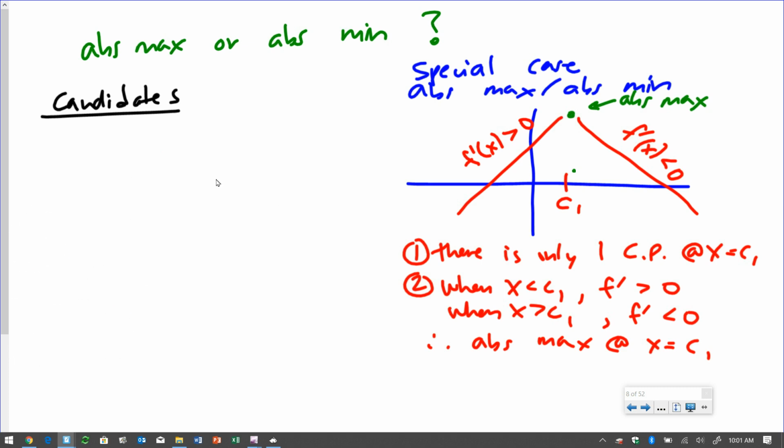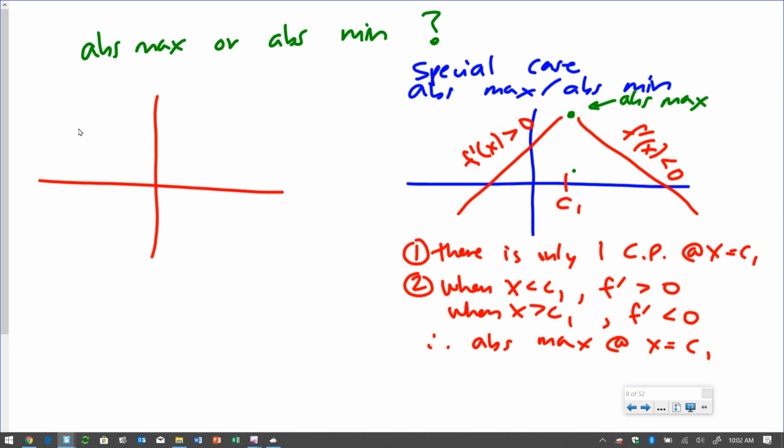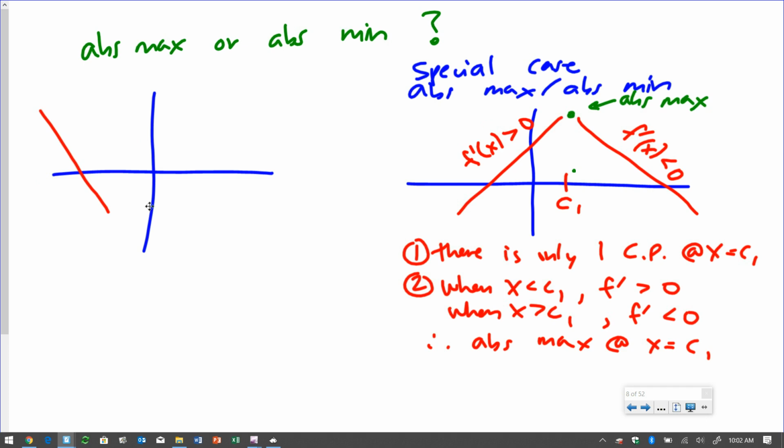All right? On the flip side of this, how could I show an absolute min? So this is in a special case, okay? So in a special case, the opposite, right? If I just have one critical point here, I'll call this point C2, and the derivative to the left of this point is negative, less than 0. And the derivative to the right of this point is positive, or greater than 0. And of course, you could say positive or negative if you like that better. F prime is positive, okay?